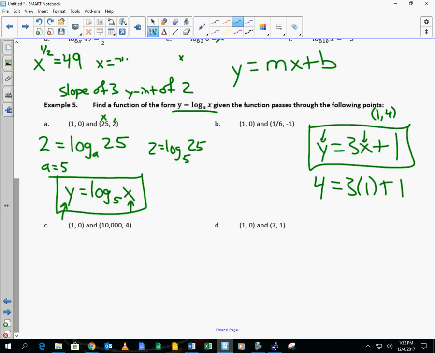If I told you write an equation that has a slope of 3 and a y-intercept of 2, you would write y is equal to 3x plus 2, right? You wouldn't just get rid of the x and the y, would you? Same thing here. The x and the y are the input and the output. That's what makes it a function. Okay. All right, let's try B.